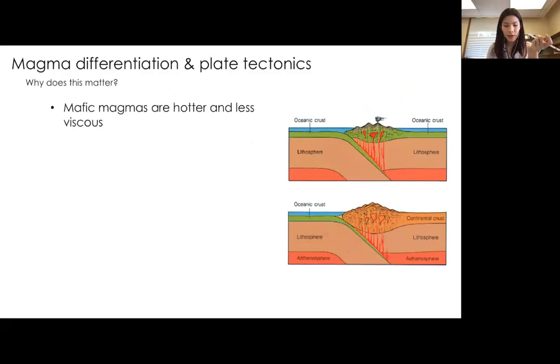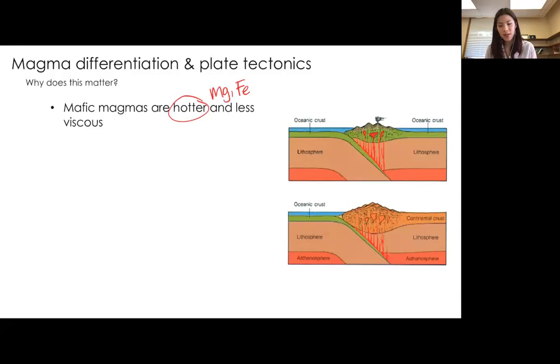So why does this matter? Well, as we talked about with volcanic hazards, viscosity is really important in determining whether or not we're going to have explosive eruptions, how far that lava can travel, whether we get things like pyroclastic flows or lahars. And that is all going to relate back to the composition. So mafic magmas tend to be a lot hotter, which makes sense because they're made of magnesium and iron. And if that magma cooled down, the magnesium and iron would crystallize out and no longer be there. So in order to be mafic, they by definition have to be hotter.